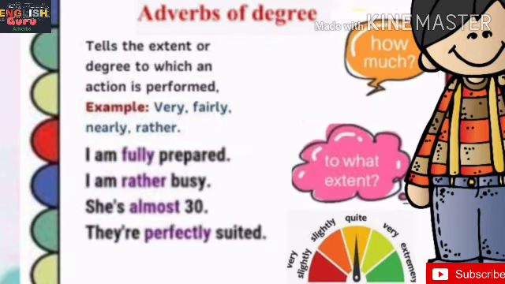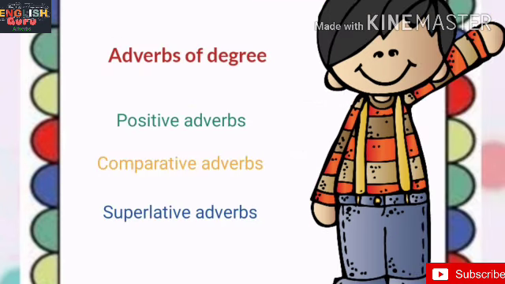Adverbs of degree. Adverbs of degree tell the extent or degree to which an action is performed. They answer the questions how much, to what extent. Their examples are very, fairly, nearly, and rather. I am fully prepared. I am rather busy. She is almost 30. They are perfectly suited. The words fully, rather, almost, and perfectly show the degree of the adverb. The degree of adverbs is further divided into positive adverbs, comparative adverbs, and superlative adverbs.